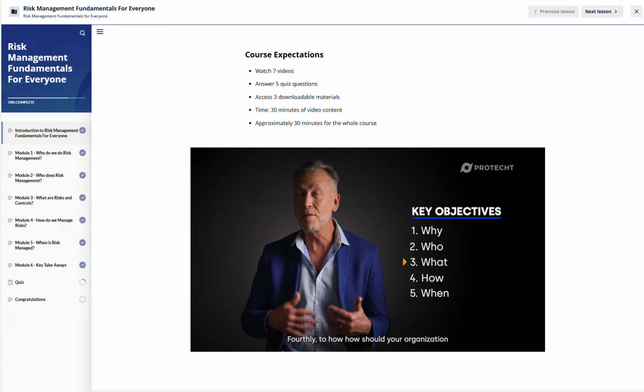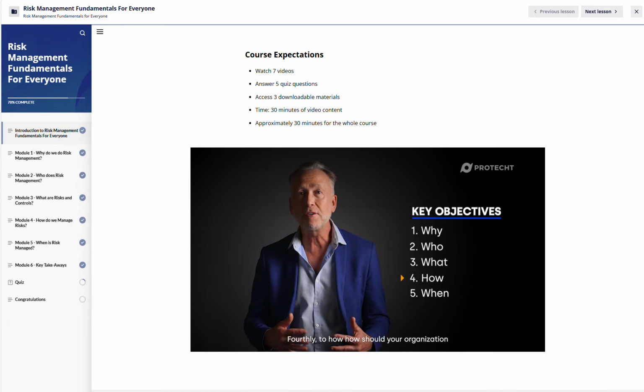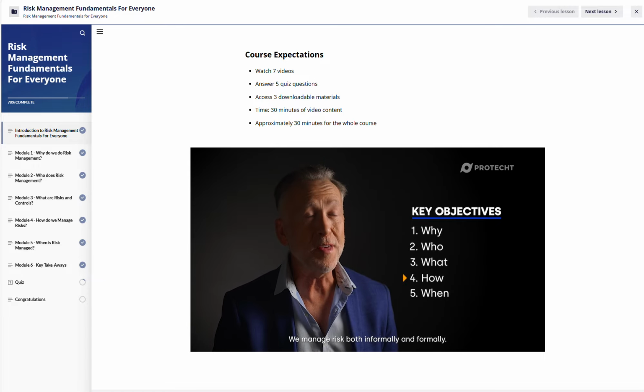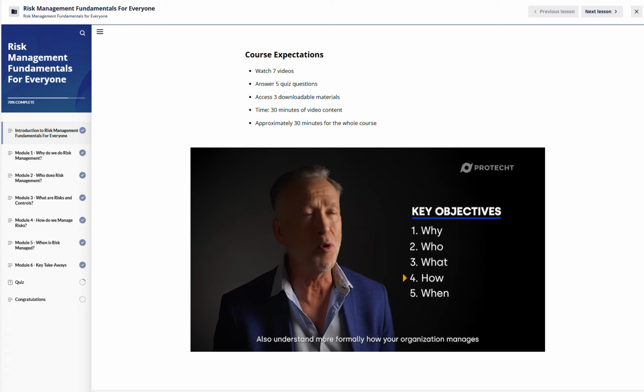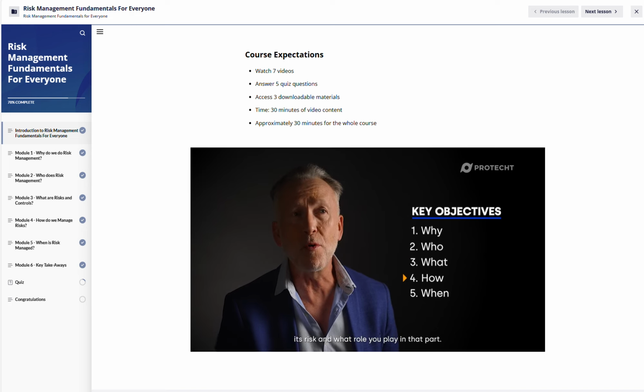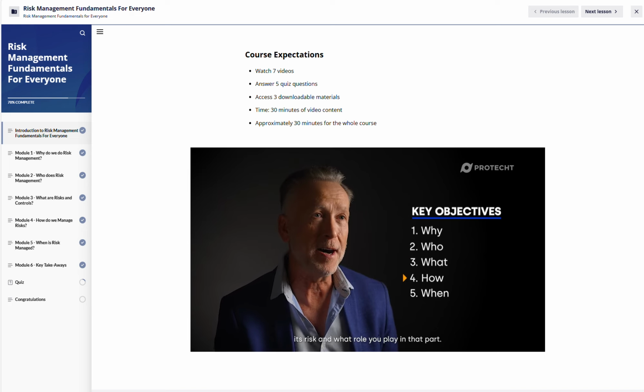We then move on, fourthly, to how. How should your organisation, and particularly you, be managing risk? We manage risk both informally and formally. We rely heavily on your informal approach to risk management, the risk management you are doing every day without thinking about it. Also understand more formally how your organisation manages its risk and what role you play in that part.